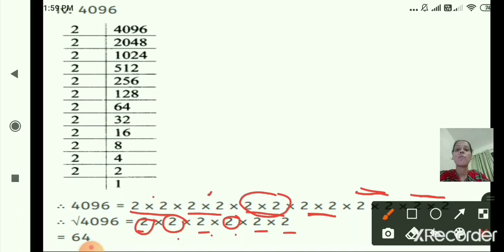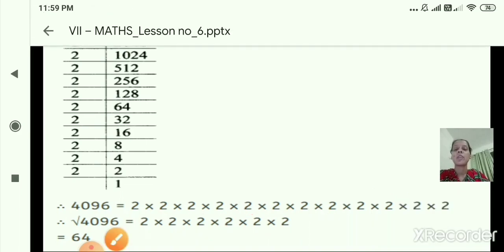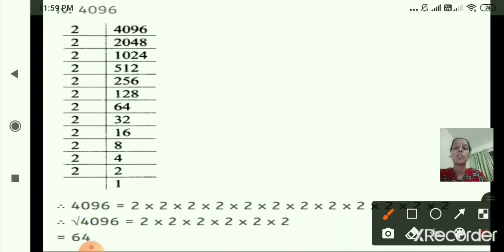Okay, I hope you are clear with this. You will practice this sum. As I have not shown the division part here, you will do the division on your own. Yes, it is easy.